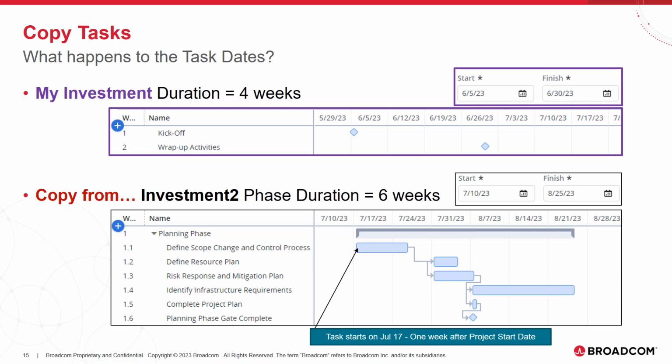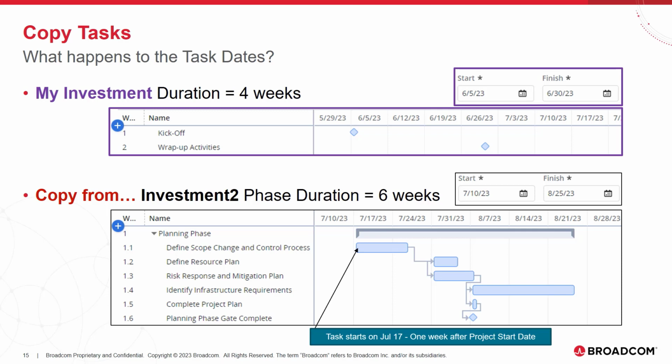For example, if the selected task start date is 1 week after the investment start date, when it is copied into my investment, the new dates for the copied task will start 1 week from my investment start date. If the duration of the task is longer than the remaining duration of my investment, it could push out the investment finish date. For illustration purposes, my investment has been created with one milestone at the start of the project and one milestone at the finish.